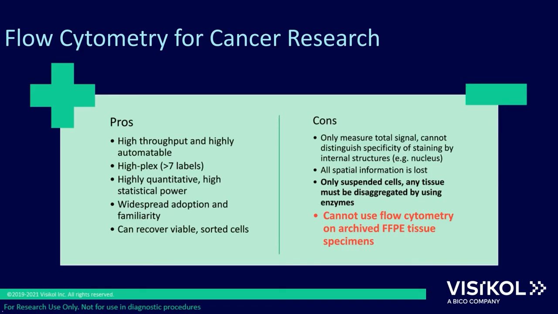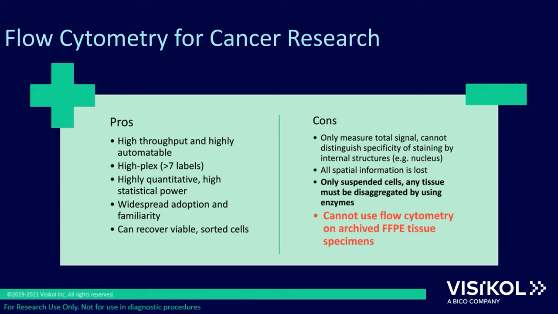So, a brief overview of flow cytometry in cancer research. Obviously there's a lot of pros. It's very high throughput and highly automatable. You can do high-plex labeling, so it's easy to do 7, 10, 15 labels on a single population of cells. It's extremely quantitative, and you get very high statistical power due to the sheer number of cells that you're measuring. It's got widespread adoption and familiarity. Most immunologists are familiar with how to read these scatter plots. And of course, the major advantage is that you can recover viable sorted cells for further experimentation.